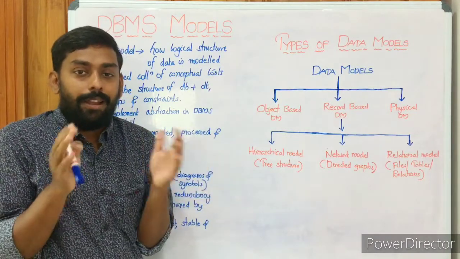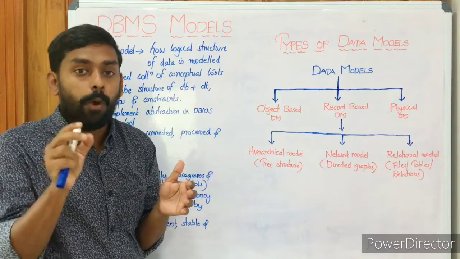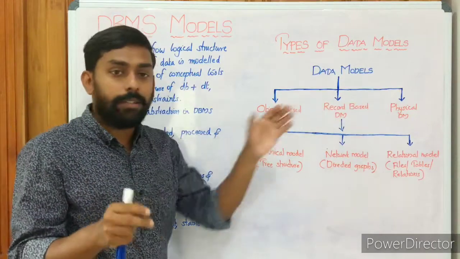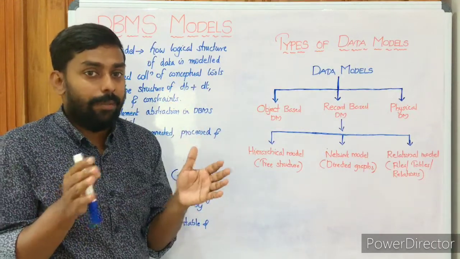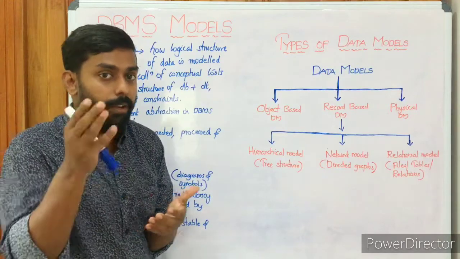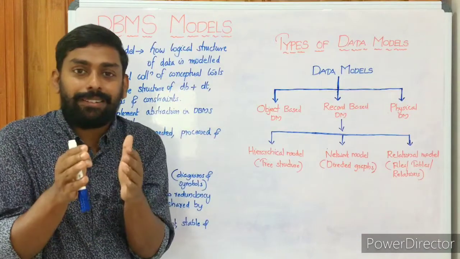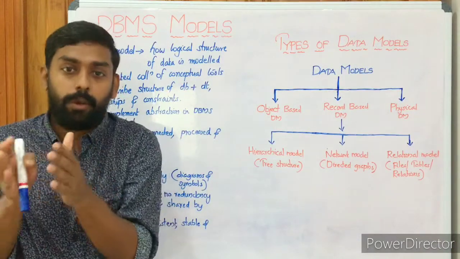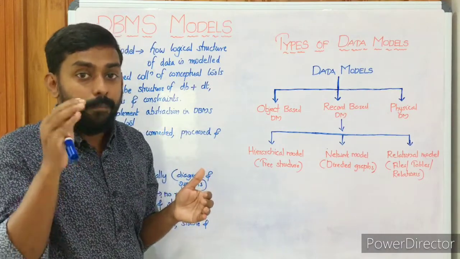Object based data model is a data model that is based on object oriented concept in programming. Okay, it's based on the OOP concept, object oriented programming concept. Then record based, it's based on record, it's based on data, it's based on tables. Mainly focusing on data, or record. And finally physical data model, it's connected to the physical aspect, the actual memory storage or actual memory representation. Okay, the physical aspect of data model.